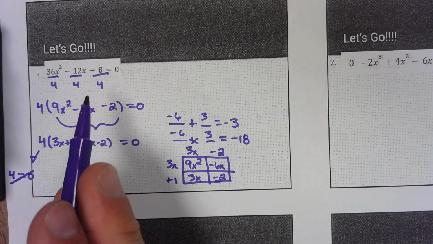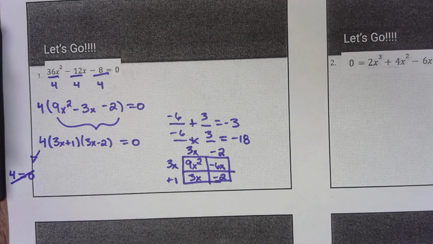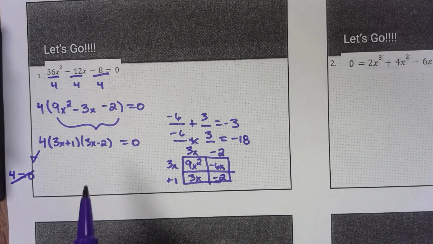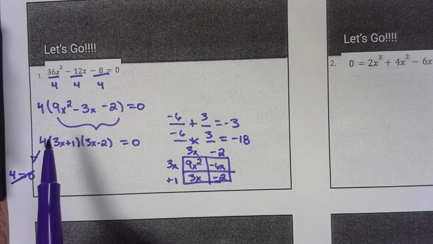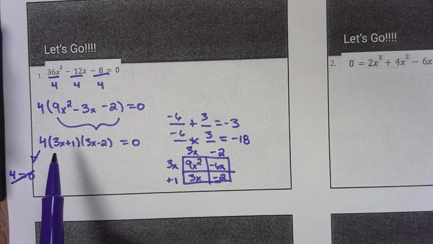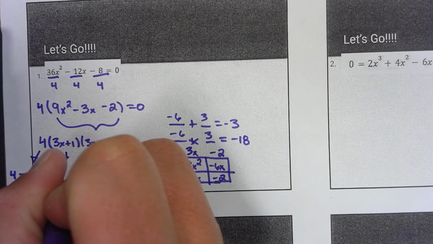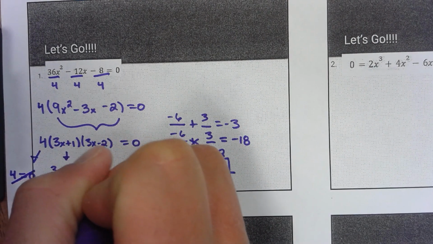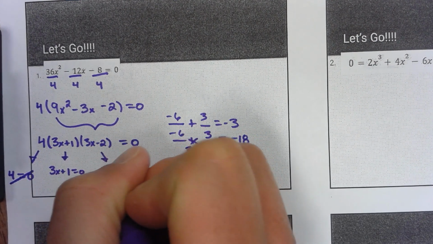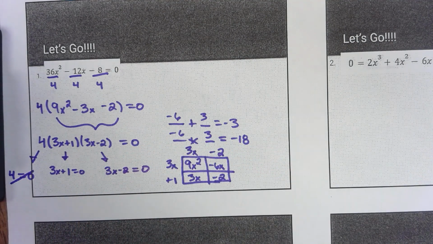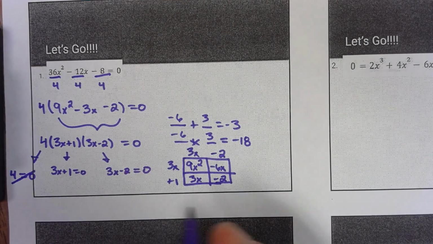So even if you didn't take out the GCF, that is okay. You're going to get the exact same answers. There will be times where that greatest common factor gives us a different solution. We're going to see that in the next example, actually. Now I'm going to take 3x plus 1, set it equal to 0, and 3x minus 2 and set it equal to 0. So I need to subtract 1.